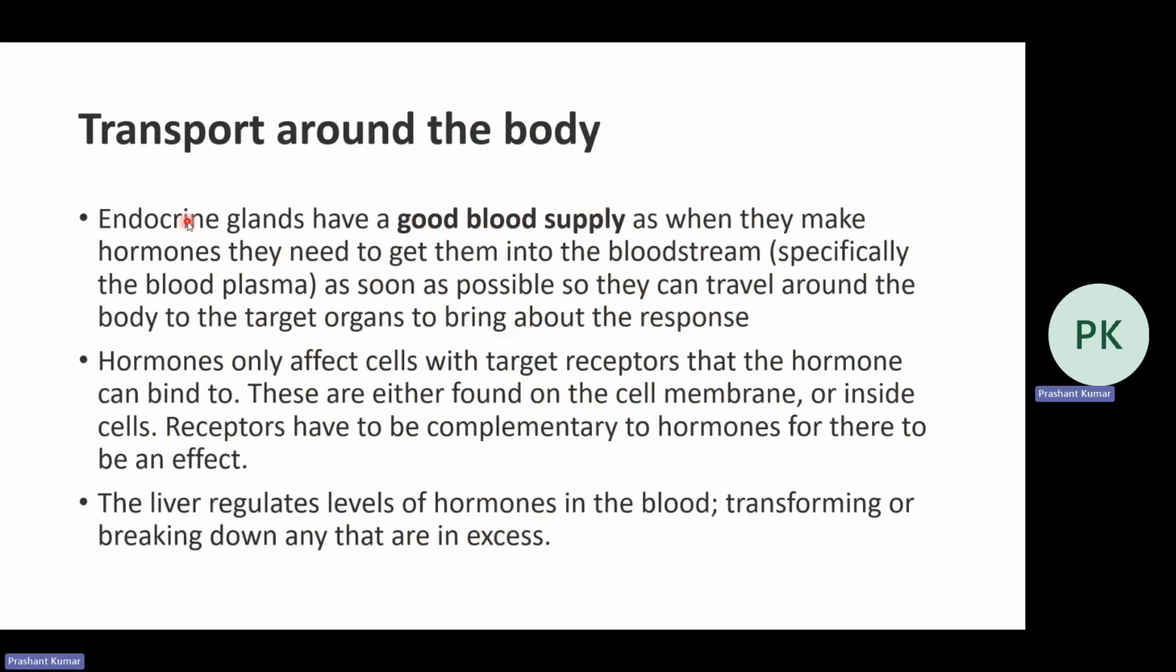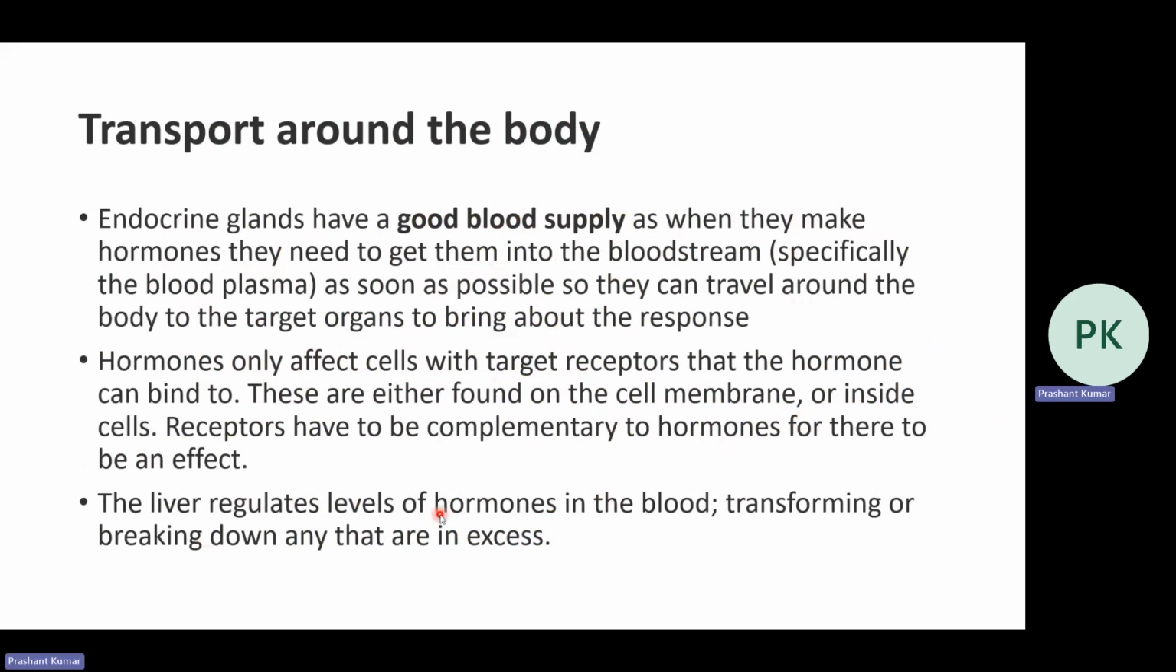Transport around the body. Endocrine glands have a good blood supply, right? It's very important, because if the blood supply is not good, how will the information travel? When they make a hormone, they need to get it into the bloodstream as soon as possible, so that it can travel around the body to the target organ, and the target organ is going to respond. Hormones only affect the cells with a target receptor that the hormone can bind to. These are either found on the cell membrane or inside the cell, so that depends.